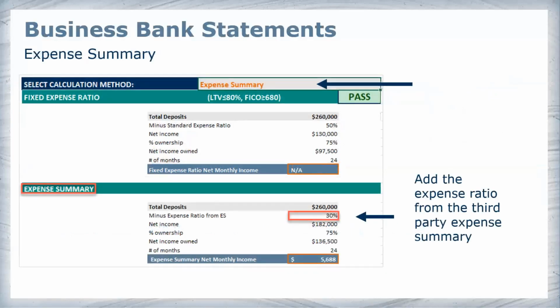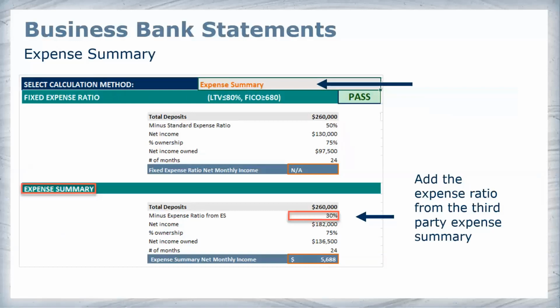So next, let's look at the expense summary. This is a third-party letter. The only information that needs to be entered is the expense ratio from the expense summary. Here you'll notice the fixed expense ratio is NA, as that is not the method that is selected. The total deposits will be pulled from the top half of the worksheet minus 30% expense ratio, and percentage of ownership will give you the net income owned.